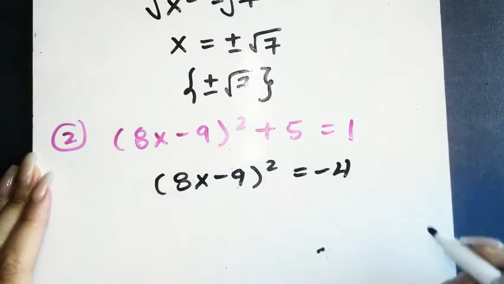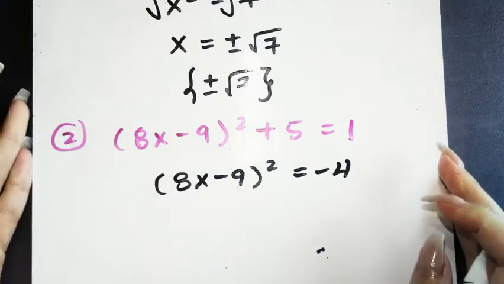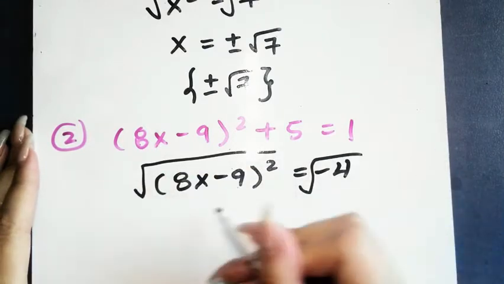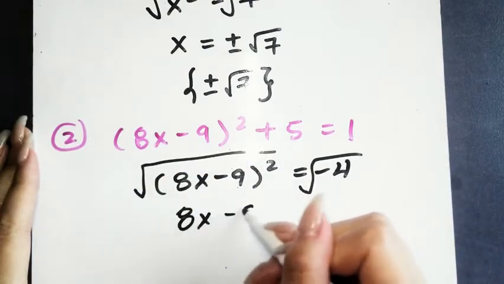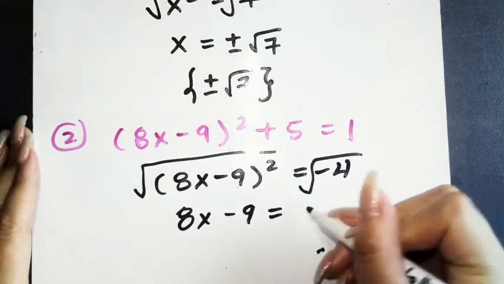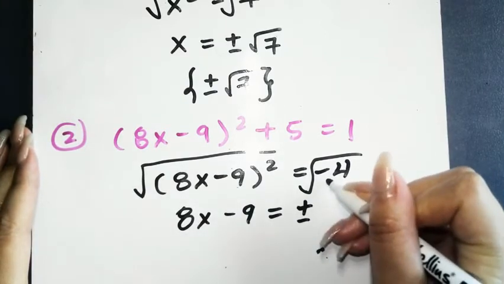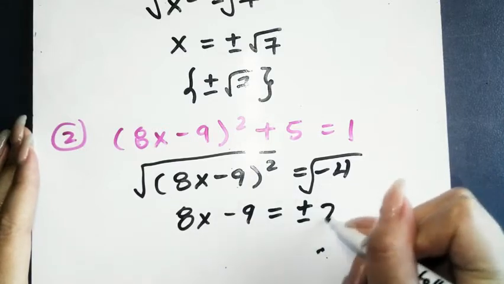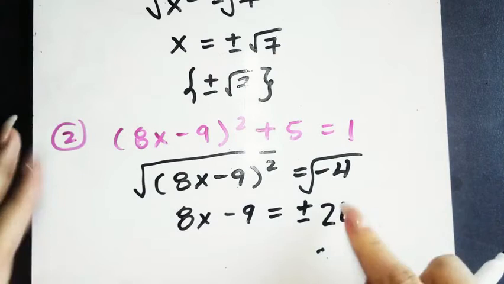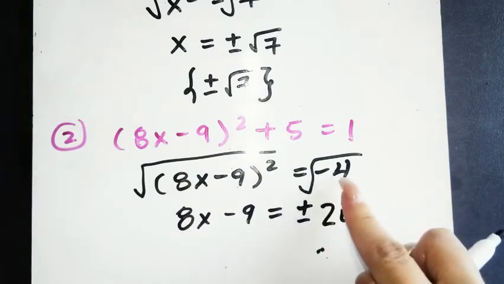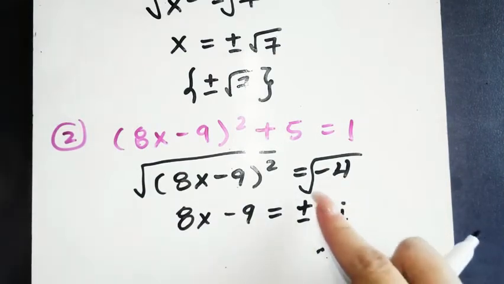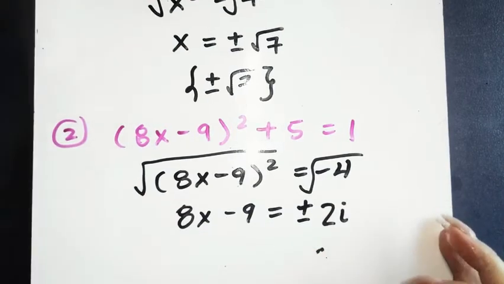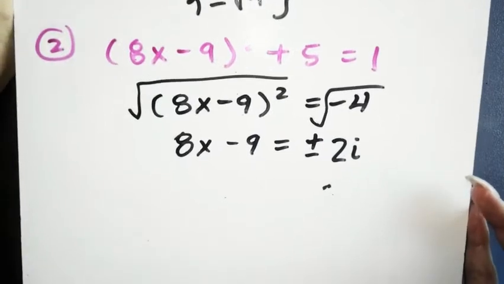minus 4. After that, what you are going to do here is apply the square root property to both sides, having 8x minus 9 equal to plus or minus, and since you have a negative inside the square root, it's going to be 2i. Why 2i? Because you know that the square root of negative 1 is i, and the square root of 4 is 2.